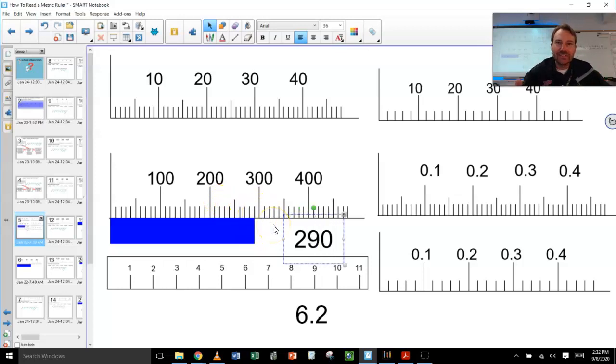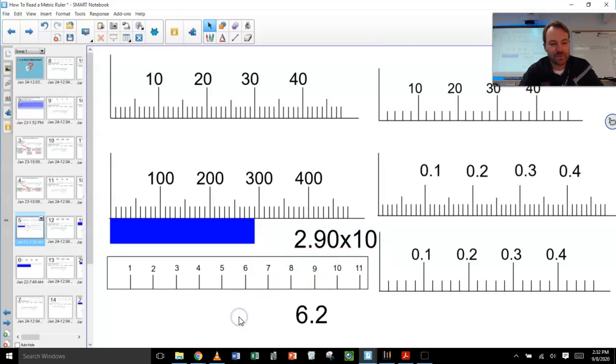Now, I can't leave it like this. I can't say 290 because that's not showing that this is significant. And I can't go 290.0 because that's too far to the right. Here's where significant figures come into making a measurement. I'm going to say 2.90 times 10 to the second power.